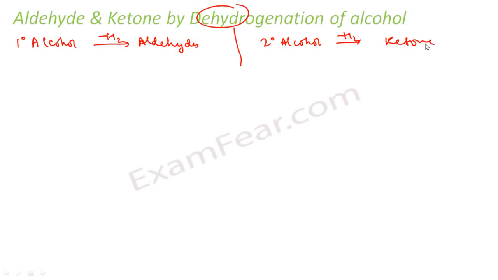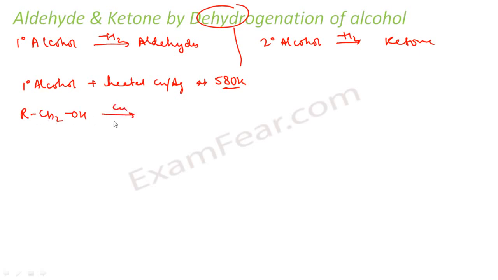So here what we do is we take alcohol, in this case I'll take 1 degree alcohol, and since it's 1 degree alcohol, it will have alpha hydrogen. I'll heat this with heated copper or silver at a very high temperature, maybe 580 Kelvin, and you'll get the aldehyde and hydrogen back. For example, the common equation for this is you have RCH2OH. This implies this is a 1 degree alcohol, and you have copper at 580 Kelvin.